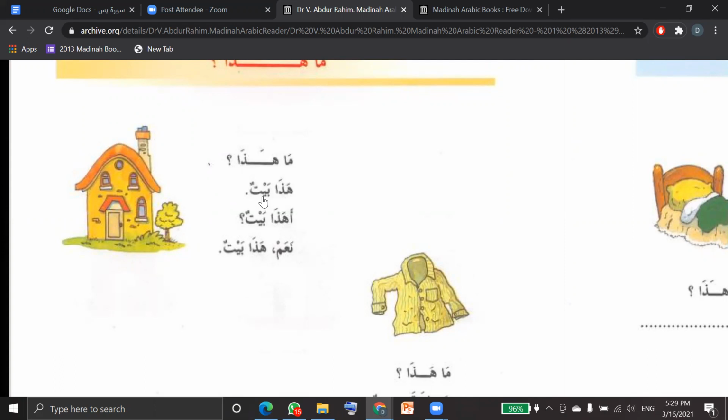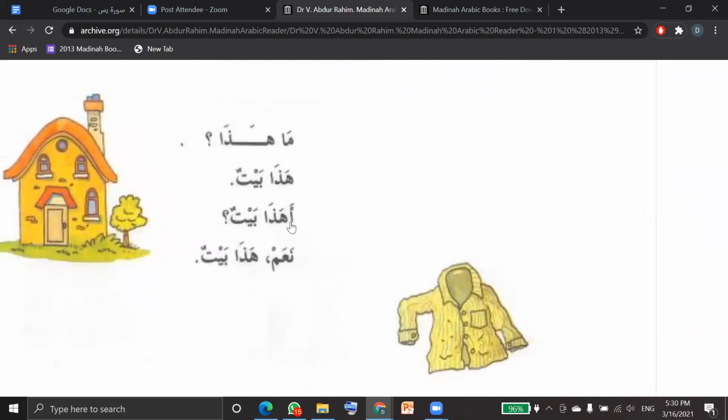Haza baytun. This is a house. Excellent. Okay. Now this, can you see alif with hamza and fatha? Yeah. This is hamzatul istifham.